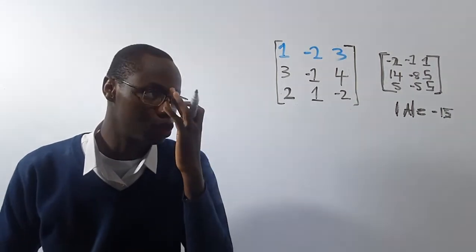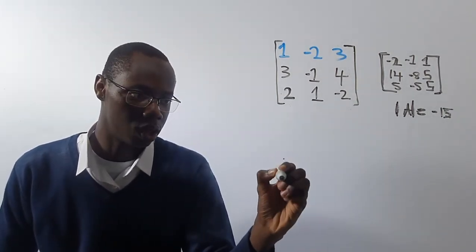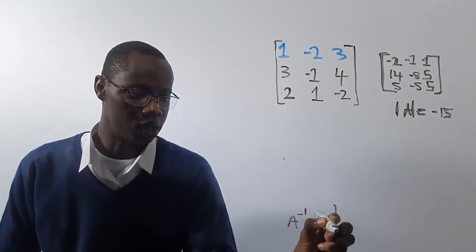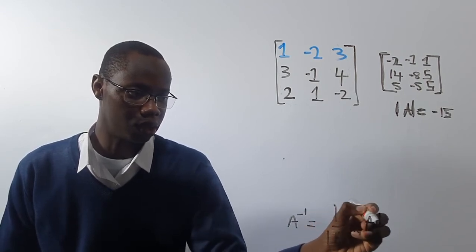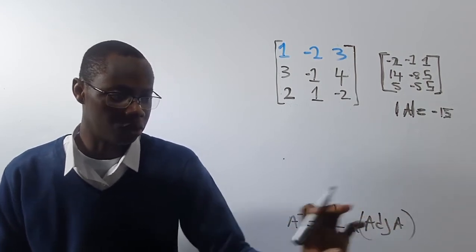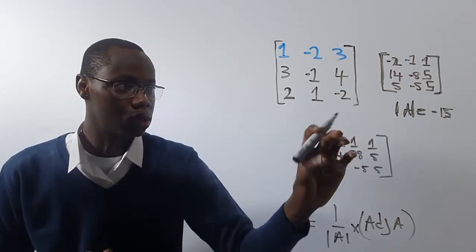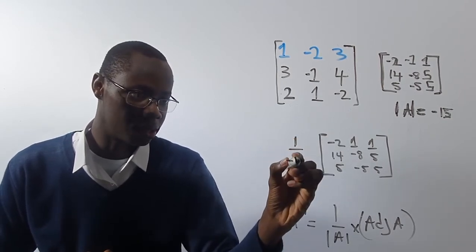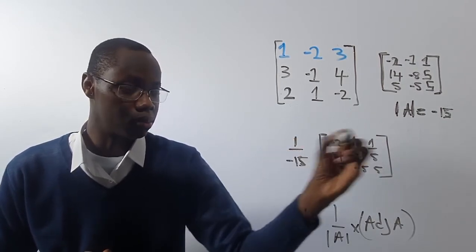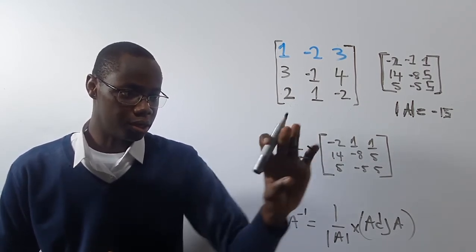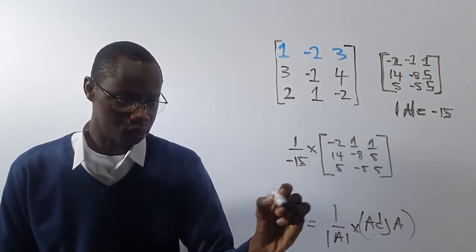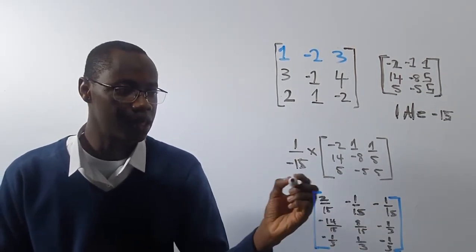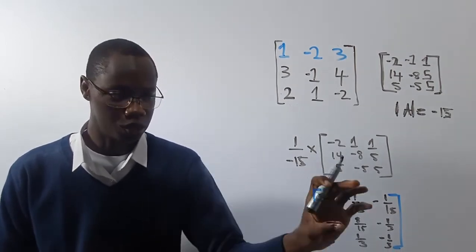So all we've been trying to do is find the inverse. Now we already know that the inverse is equal to 1 over the determinant of A multiplied by the adjoint of A. We already have all these details. So this is the adjoint, and all we need to do is multiply it by 1 over the determinant, which is 1 over -15. So the moment you multiply them like this, you get this matrix here. So this is the inverse of the matrix.